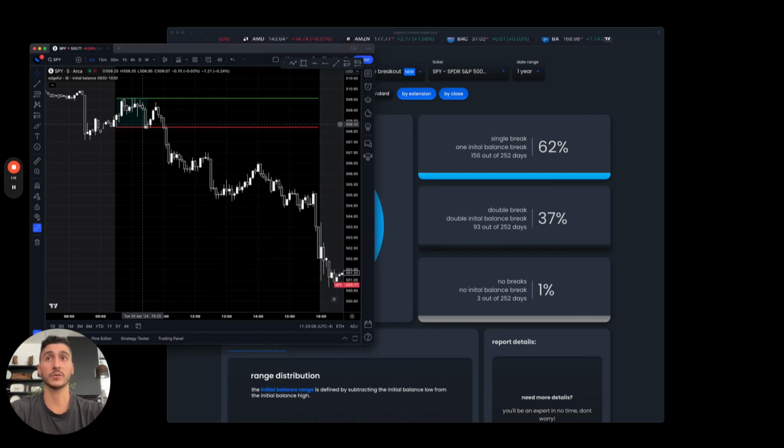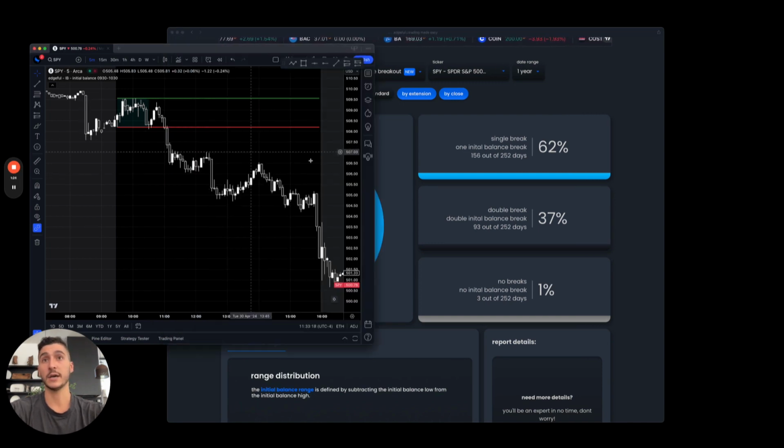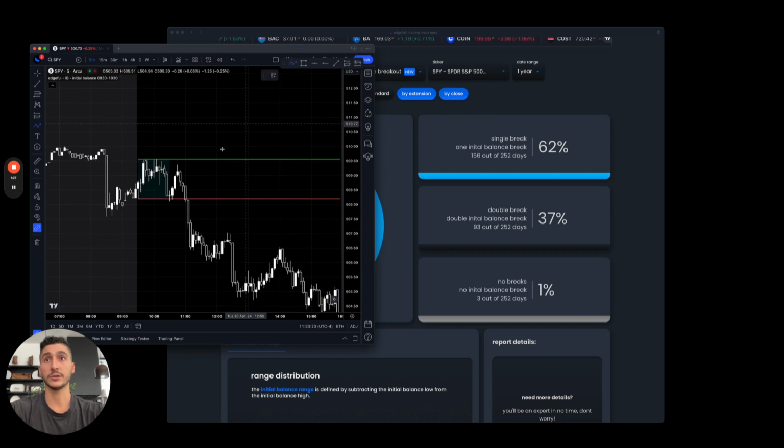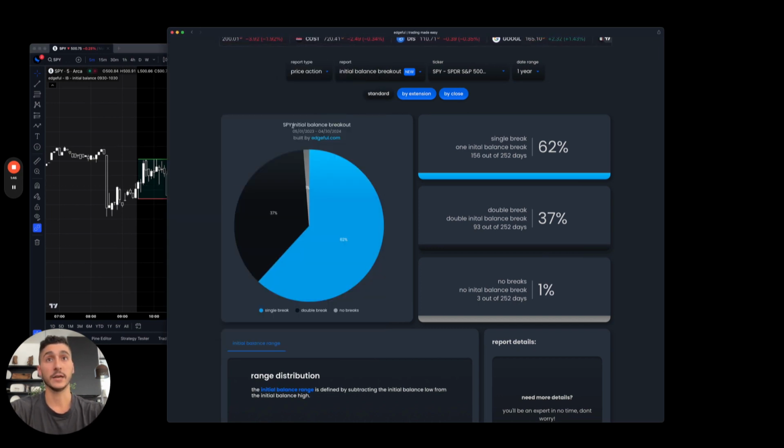So generally after one side gets broken, you don't really want to target that other side for a double touch. And then finally, you can see that there are no breaks only 1% of the time. So an example of that would be if price just stayed in here all day, which is extremely unlikely. So you want to target one side. You don't really want to target both, and you have a very, very high chance that you're going to touch at least one. So that is the initial balance breakout report.